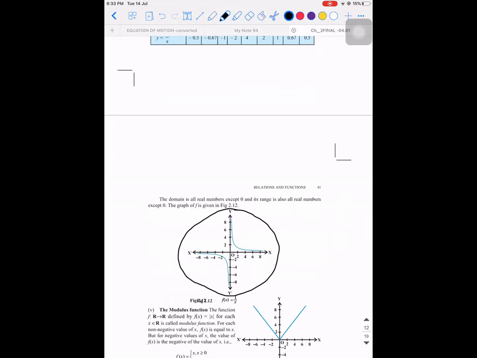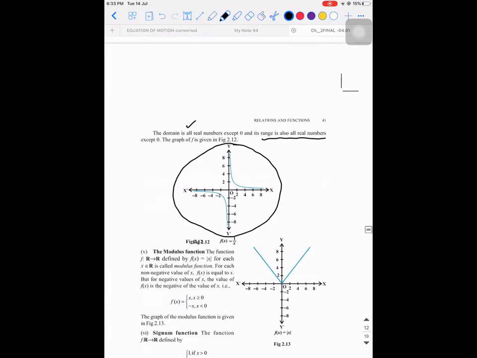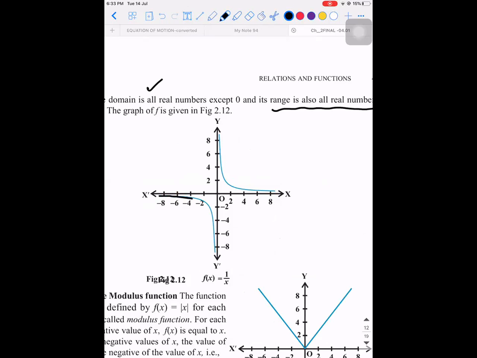So when they're asking you the domain, it is going to be all real values of x except 0. And by looking at the graph, how you find the range is you need to take all the values of y except the place where the curve is not cutting the axis. If you observe the graph on the left hand side, the graph is going in the y direction till minus infinity.